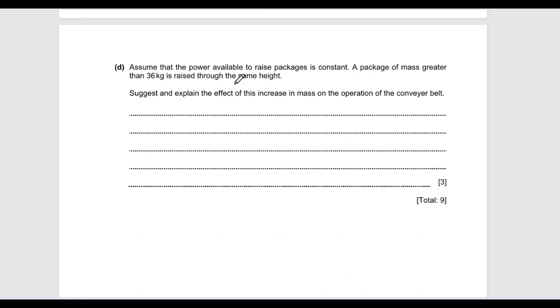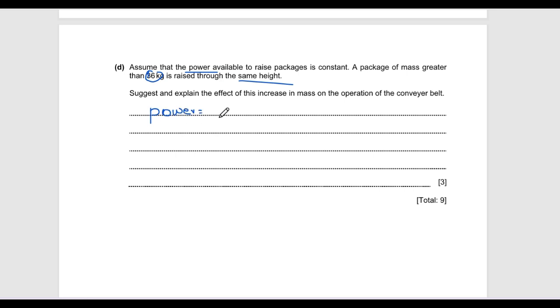Now this question says assume the power available to raise the package is constant. Power is constant and a package of mass greater than 36 kg is raised to the same height. So this time you're going to take a bigger box, a box of bigger mass, and then you would have to raise it by the same height. You know the power is constant, the machine is supplying constant power. So what will happen if you take a bigger box?